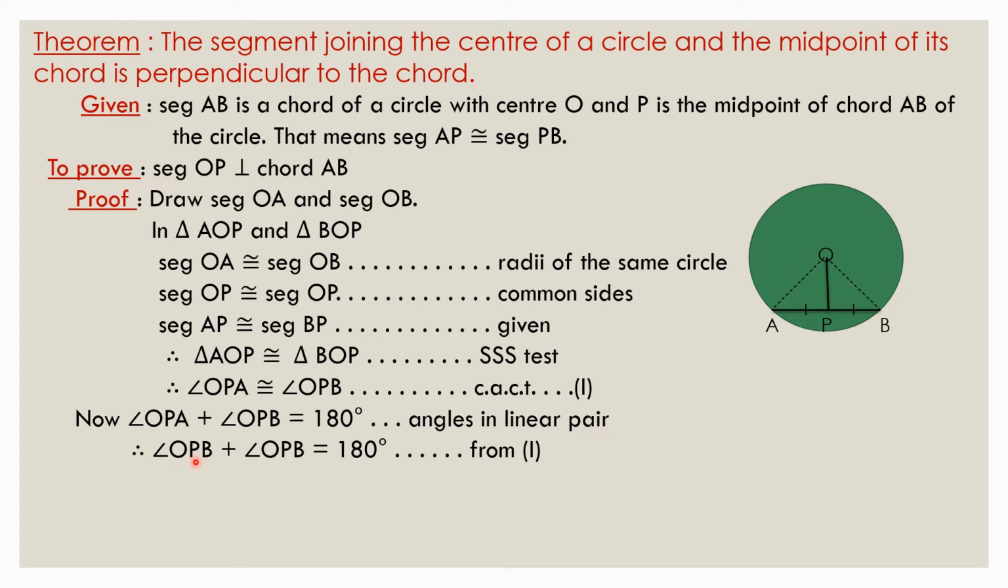Angle OPB plus angle OPB is equal to 180 degrees. That is from equation 1. Therefore, 2 into angle OPB is equal to 180 degrees. Therefore, angle OPB is equal to 90 degrees. Angle OPB is equal to 90 degrees means segment OP is perpendicular to chord AB. So, we proved.